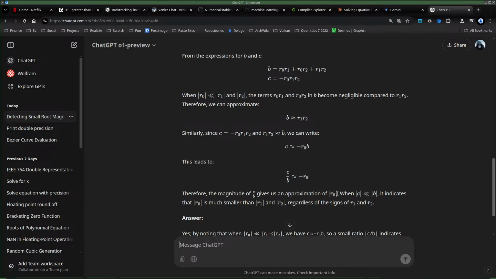Wait a minute. Now this is bullshit. This is only true if the absolute value of R0 is much less than the absolute value of R1 and much less than the absolute value of R2. Then that is true, because it used that, it used this to derive that, and then eventually this.